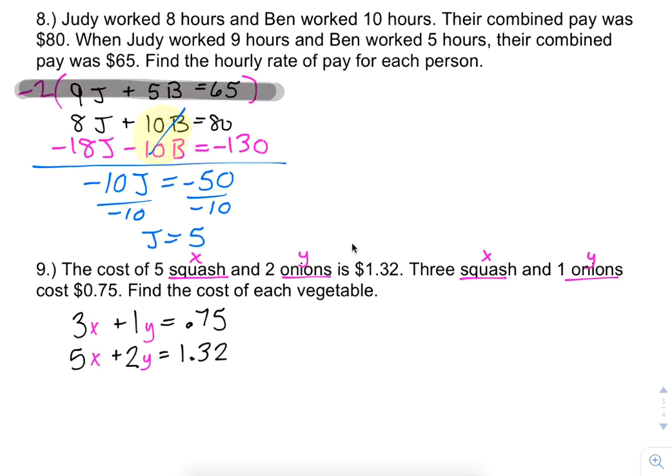Let's make sure we know what that means. Find the hourly rate of pay for each person. So that 5 represents $5 per hour. That's what hourly pay means, okay? All right, once I have j, I can plug it back in pretty much wherever I want. I'm probably going to put it in the smaller equation, that top one where the 9 was.